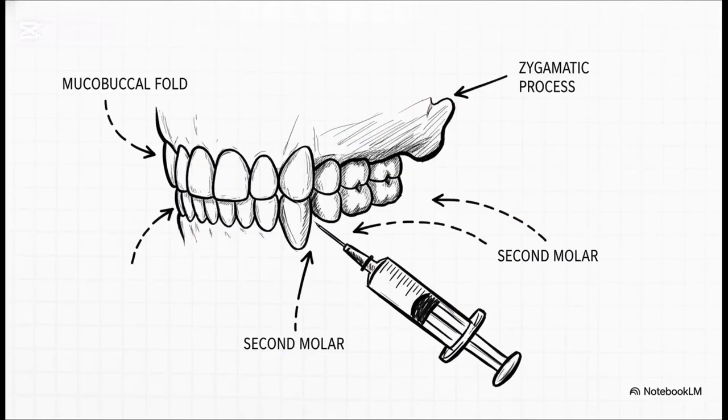So to nail the PSAN block, you have to know your landmarks cold. Your needle is going to go in at the height of the mucobuccal fold, that's that little groove where your cheek meets your gums, right above the second molar. But you're not just aiming straight in, you're aiming for a very specific spot in 3D space. The needle has to go upward, inward toward the middle, and backward. That specific angle is what lets you place the anesthetic right where that nerve slips into the maxilla.